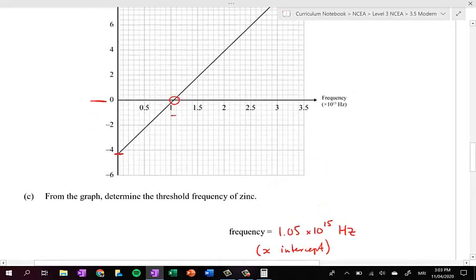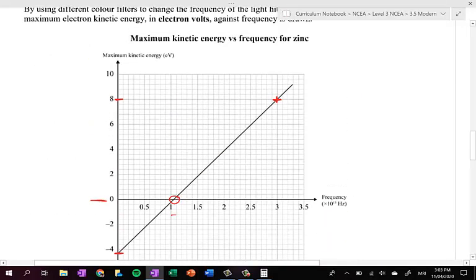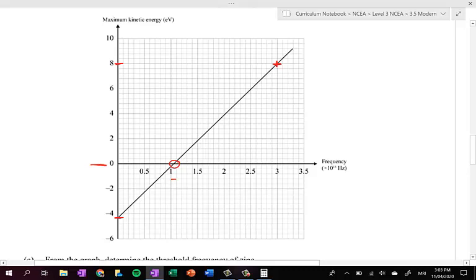So let's do that. It's 8 minus negative 4 electron volts, divided by the change in frequency, which is 3 times 10 to the 15. So what we're really doing is working out the gradient, taking the rise and dividing it. It's not negative 4, it's negative 4.1. No, it's not. This is 4 to 6. So each of these units is actually 0.4.